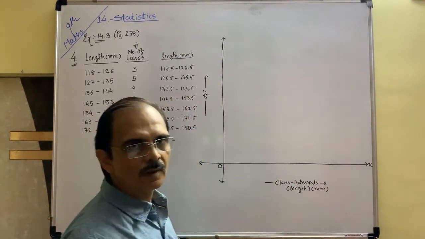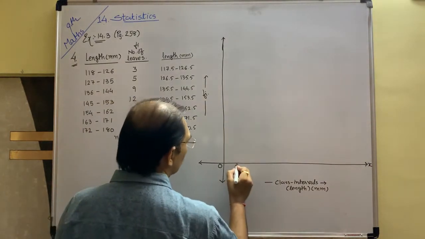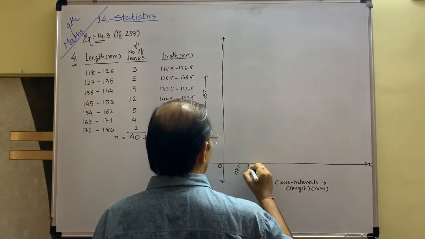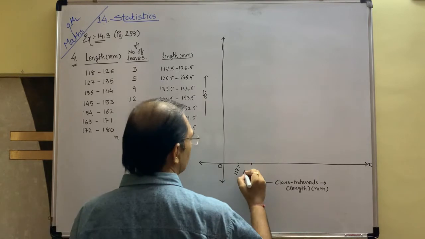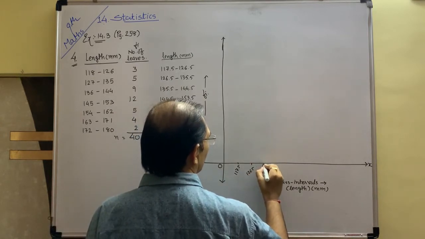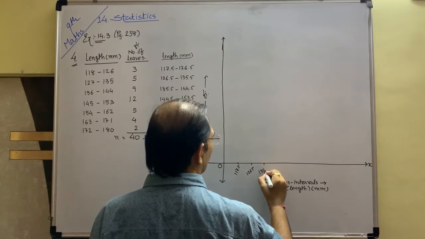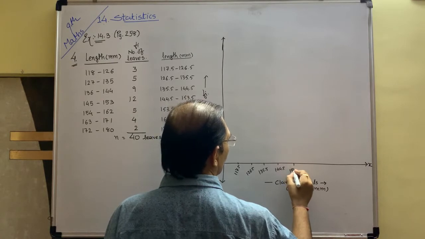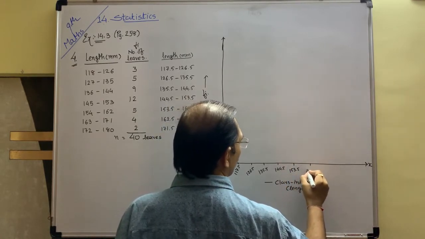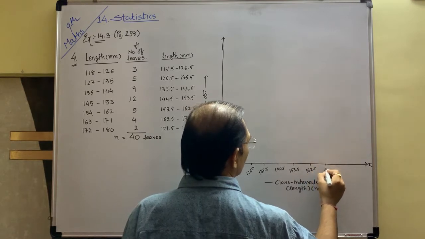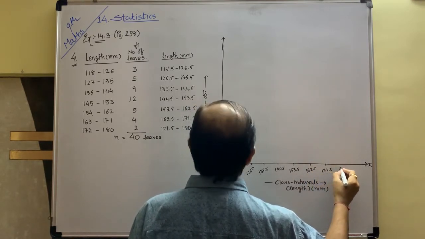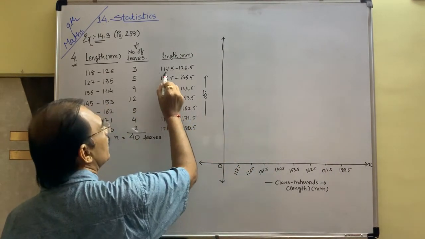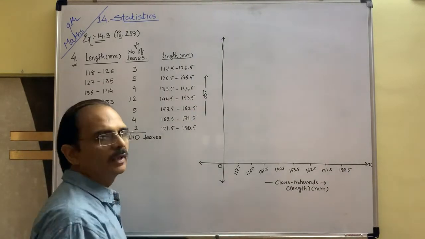Origin. Okay, now see, 117.5, then 126.5, 135.5, 144.5, 153.5, 162.5, 171.5, and then 180.5. Right? We write 117.5 and all this up to 180.5.